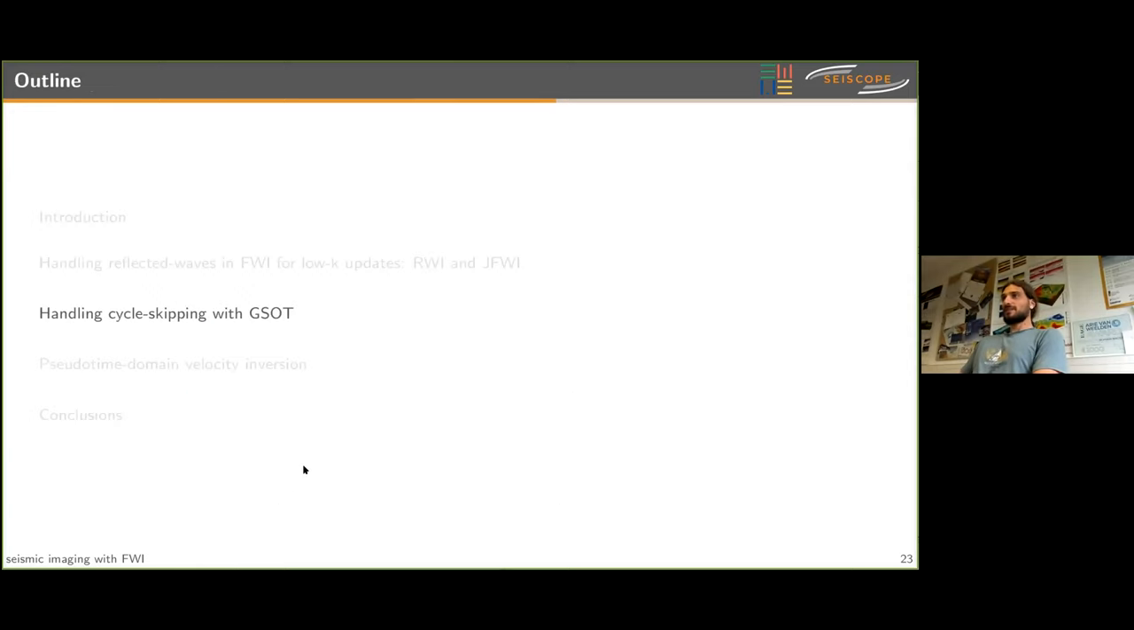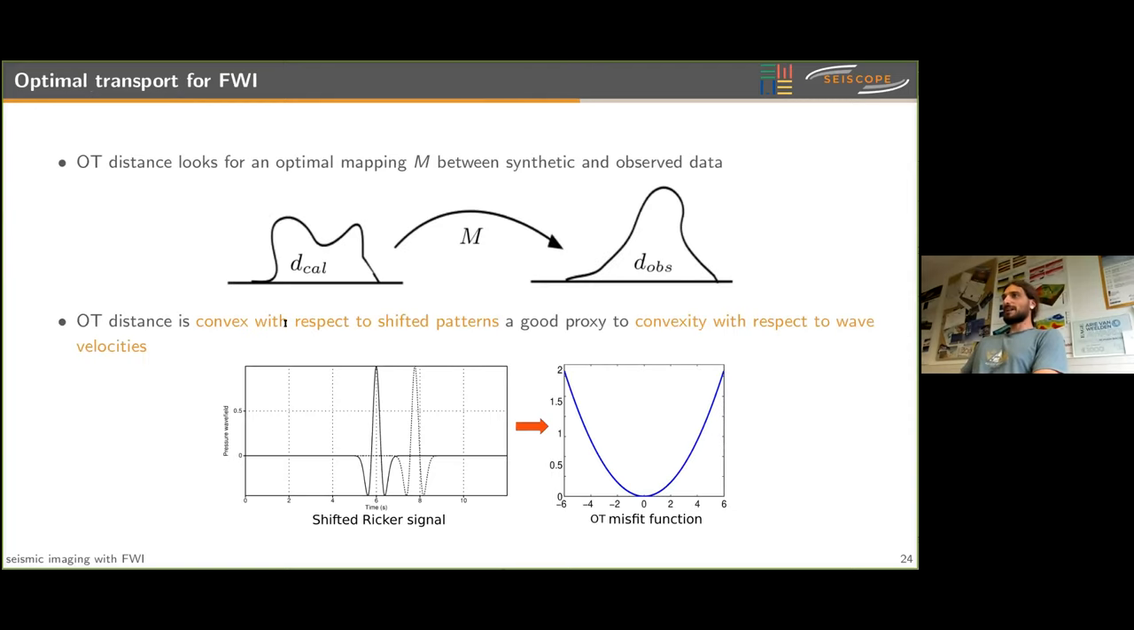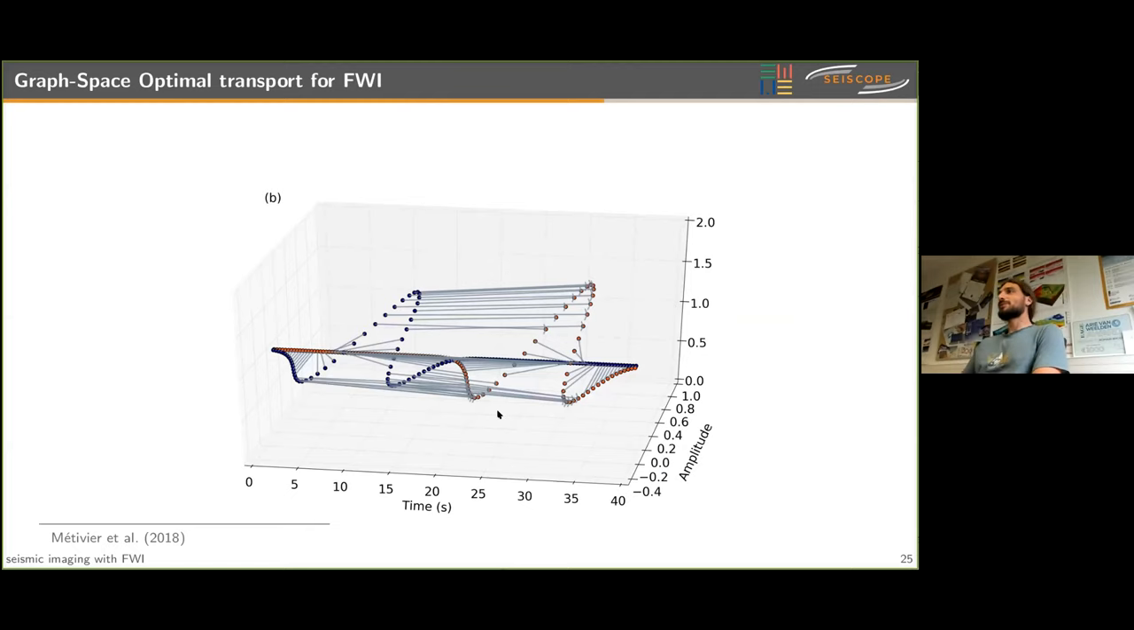The first one, related to cycle skipping, has been handled by graph space optimal transport. So this is a way to measure the misfit between data. Usually, FWI relies on the difference between observed and calculated data, which is sensitive to cycle skipping. And recently, several groups have proposed to use an optimal transport measure between the calculated and observed data, which does not rely on the point-to-point difference, but on a global mapping between calculated and observed data. And one good property of this optimal transport distance is that it is convex with respect to time shift of a given pattern.